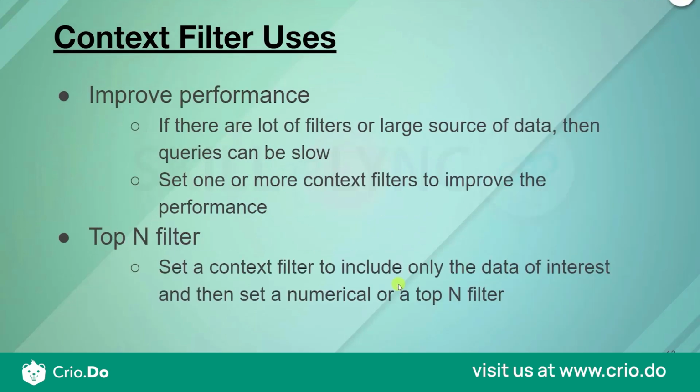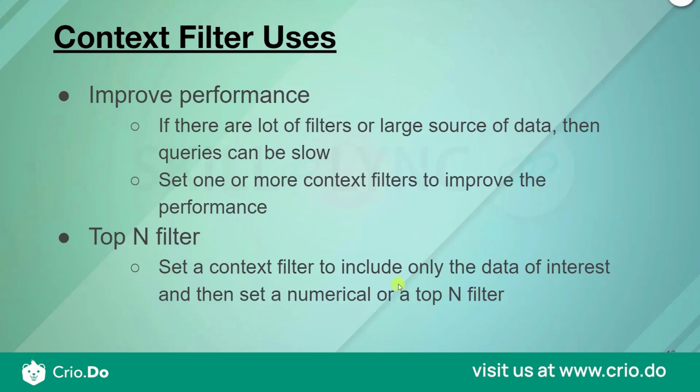What a context filter does to your view is it can improve performance. So if there are a lot of filters on your view and if your data is huge, the queries running at the backend can be slow. So if you set one of your filters as the context filter, this will create a subset of data, and all your performance will depend upon that one particular subset of data. So the other filters which you have will be totally dependent on it.